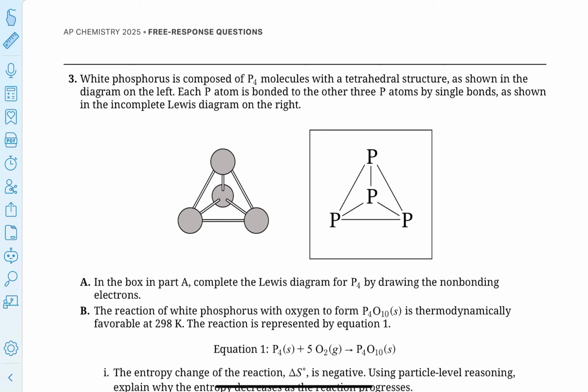Let's look at question 3 from the 2025 free response. The answer key is not posted yet, so again, just take this with a grain of salt and check your answers with the College Board when they're released. This is just my perspective on this question.